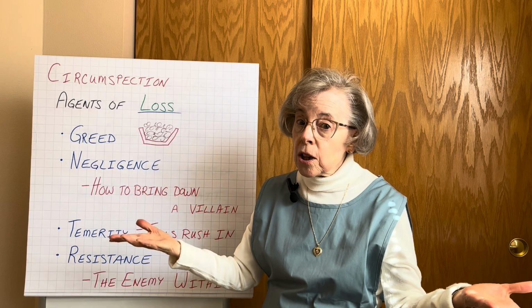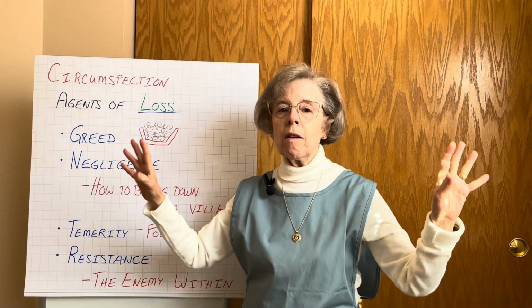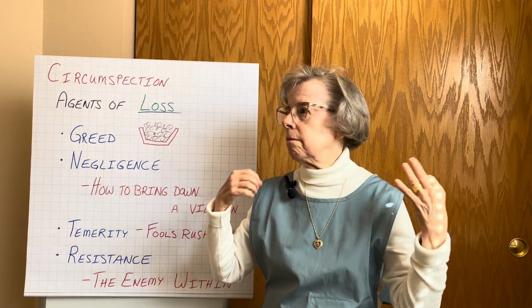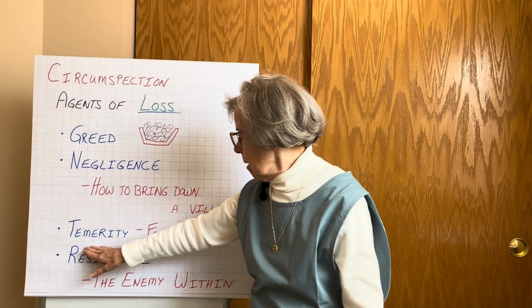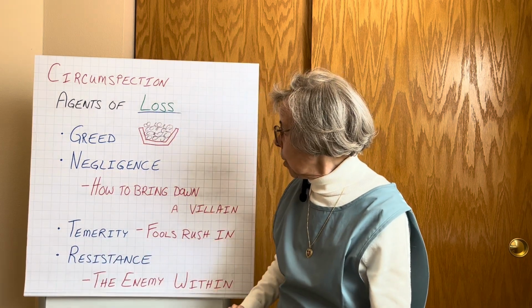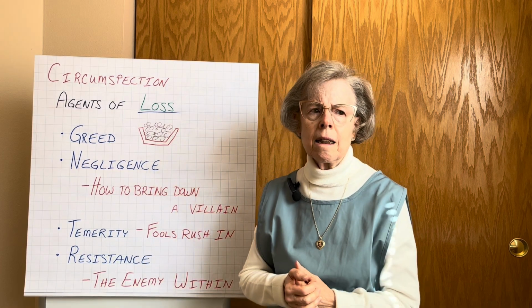The second way that you could have a loss in circumspection was temerity. Young people especially, fool rushes in, not aware of all the danger, just not even suspecting the nature of the danger.